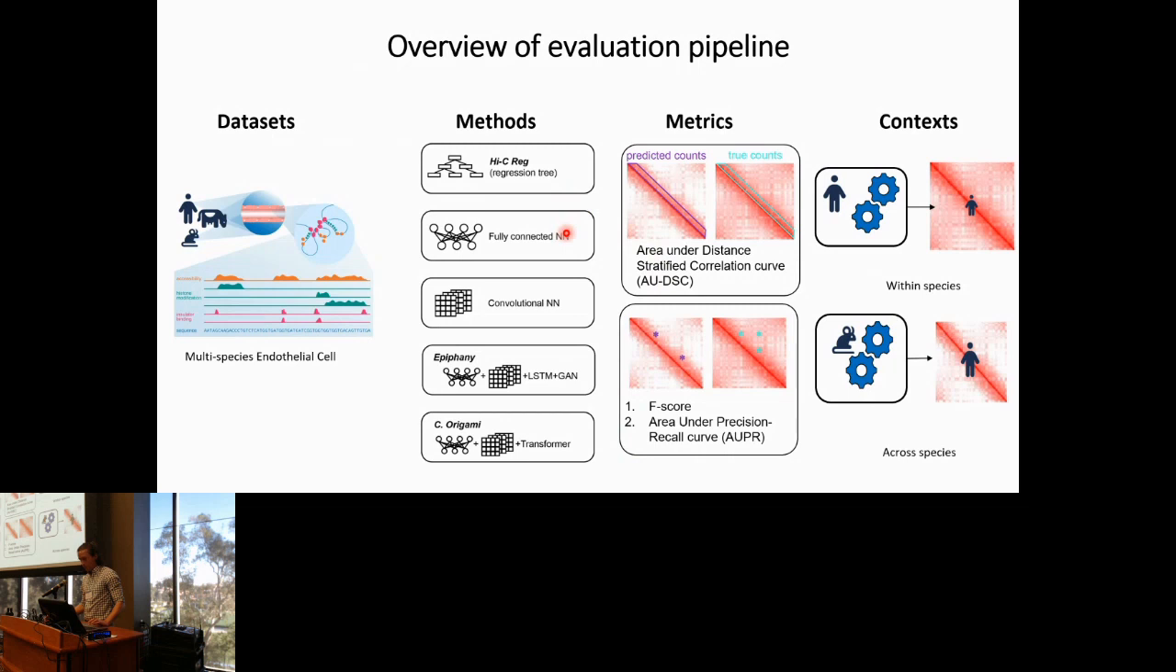which I'll just mention briefly and then not talk about again because they're not quite performing yet. And then we compared to two more complex recent models, Epiphany, which is based on an LSTM with a GAN head, and then C.Origami, which uses a transformer. We evaluate these models using two different kinds of metric. The first one is basically just raw performance, area under the distance stratified correlation curve.